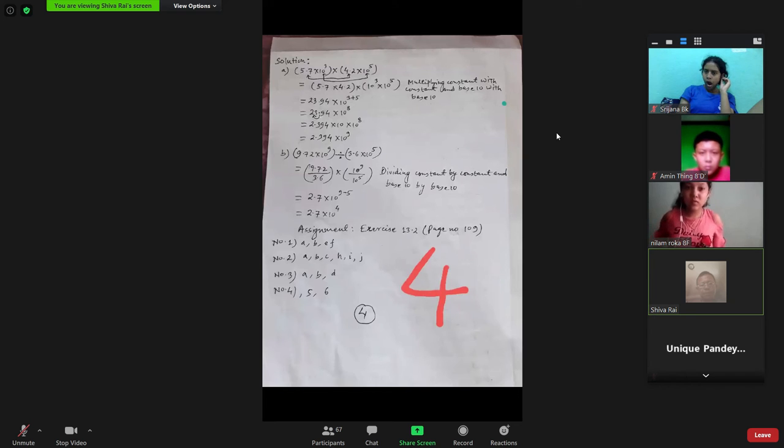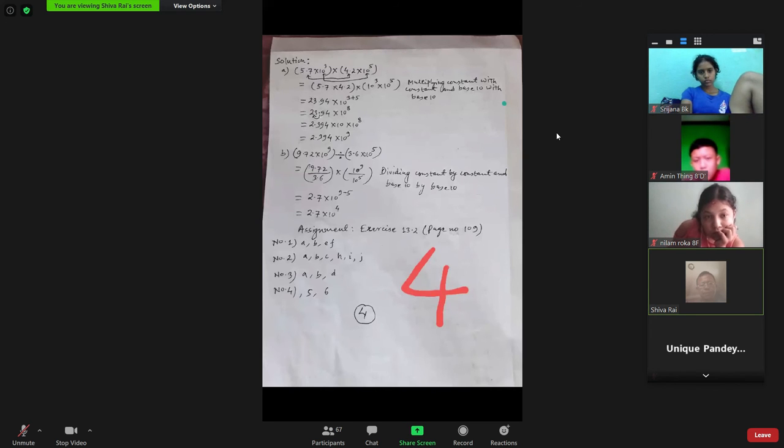So here, look at part B: 9.72 into 10 to the power 9 divided by 3.6 into 10 to the power 5. Here, divide constant by constant, that is 9.72 divided by 3.6, and write the multiplication sign. Then divide 10 to the power 9 by 10 to the power 5, base 10 by base 10. 9.72 divided by 3.6 gives 2.7.